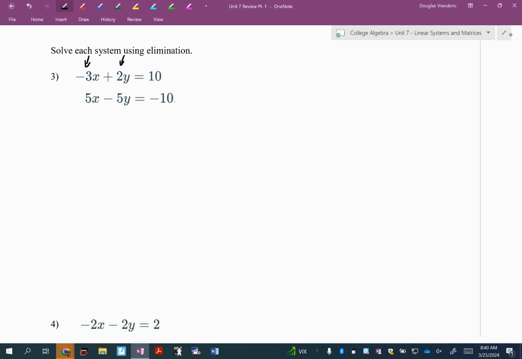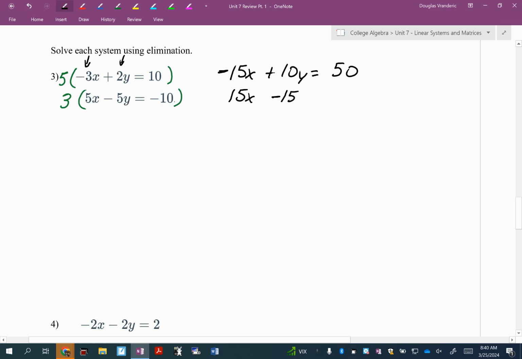So what I'm going to do is I'm going to multiply this first one times a 5 and the second one times a 3, and that will allow me to eliminate my x variable. So watch what happens when I multiply all this by 5, -15x plus 10y equals 50, and then positive 15x minus 15y equals negative 30. So again, if I use that operation of addition, all right, and why did I choose addition? If you look at my symbols in front of the 15s, one is a negative and one is a positive. So I add opposites to get 0. So that's going to eliminate my x.